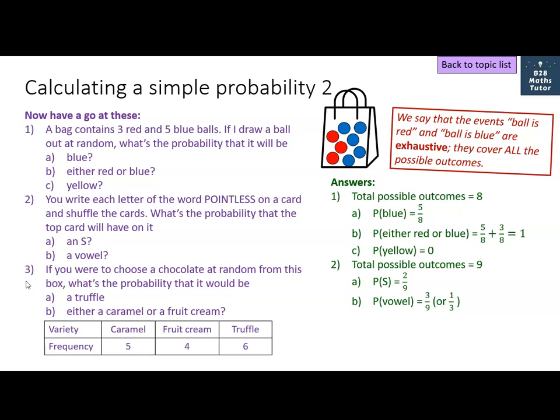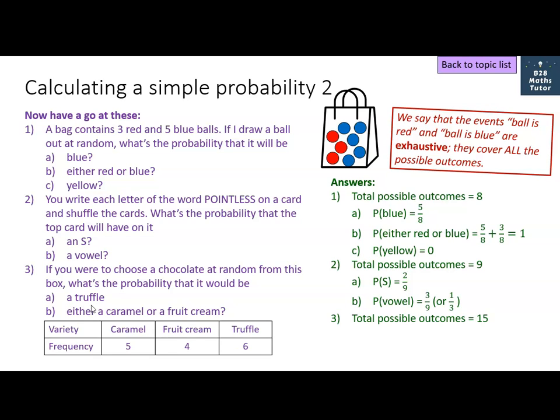For number 3, we've got it in table form this time. So we've got a box of chocolates, and it has 5 caramels, 4 fruit creams, and 6 truffles in it. That's all there is in the box. There are no other chocolates. So how many chocolates do we have in total? Because that's the number of possible outcomes. We've got 5 plus 4 plus 6 is 15 chocolates. So that's 15 possible outcomes.